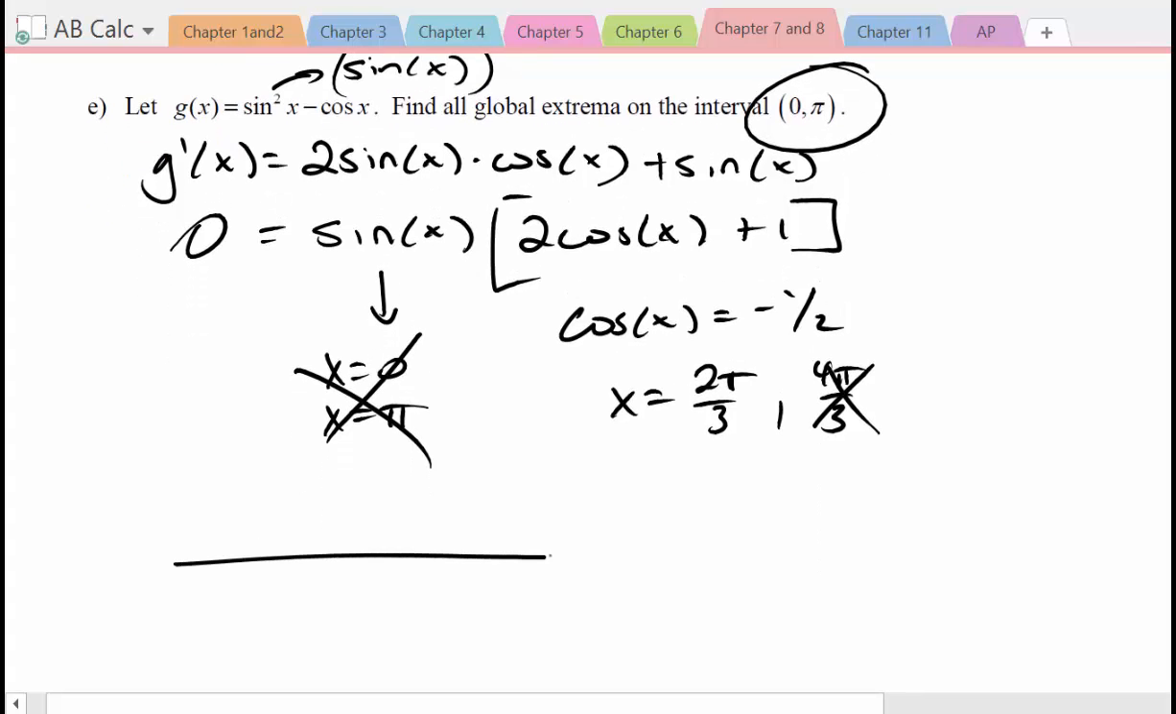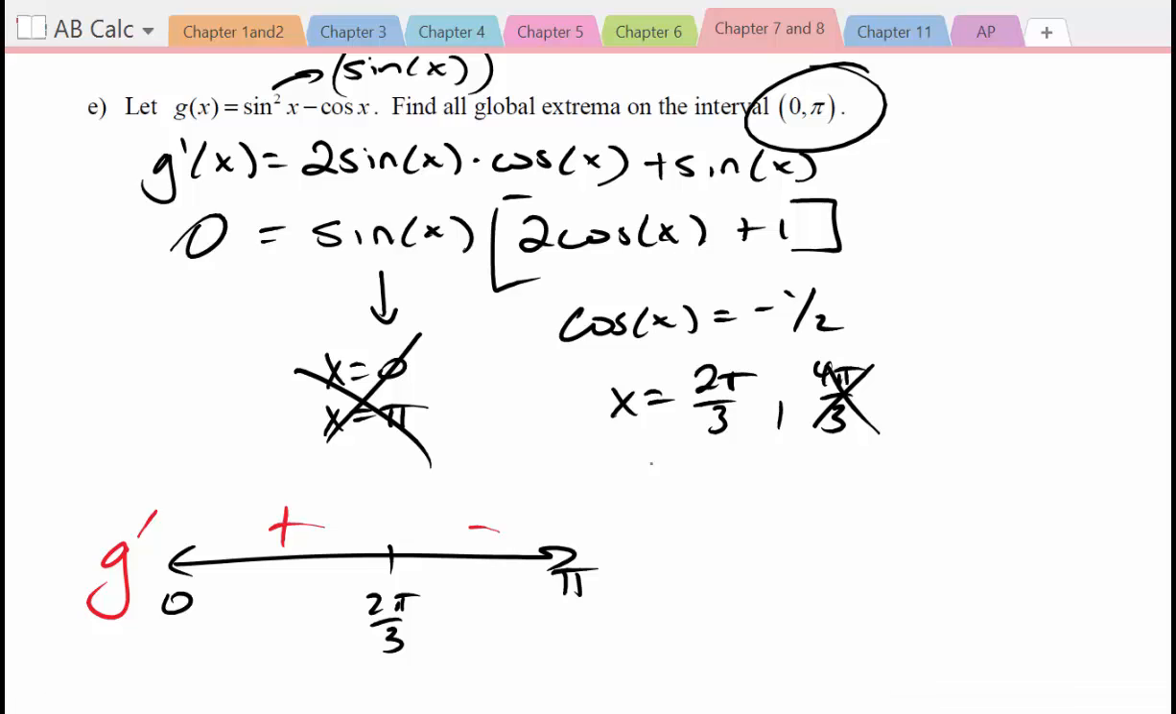So we only have one critical point, and we're going to put that on our sign chart from 0 to pi. We put down 2 pi over 3. Plug in a number smaller than 2 pi over 3, pi over 2, into the derivative. If you plug in pi over 2, you get 1 times 1, positive. Therefore, g must be increasing. From 2 pi over 3 to pi, pick a number, plug it in, you get negative. Therefore, we notice we have an absolute extrema at 2 pi over 3, and that absolute extrema is a maximum.